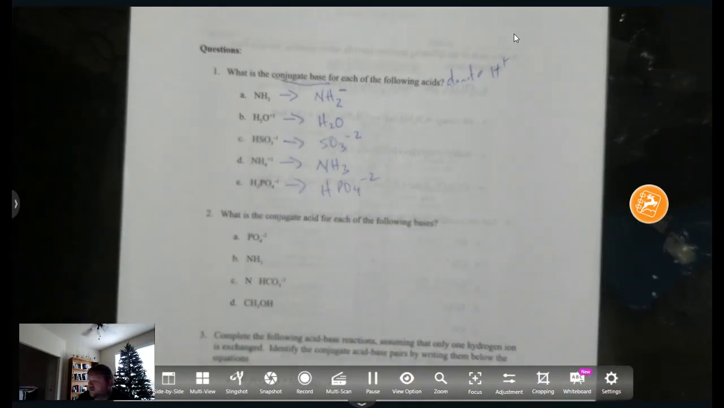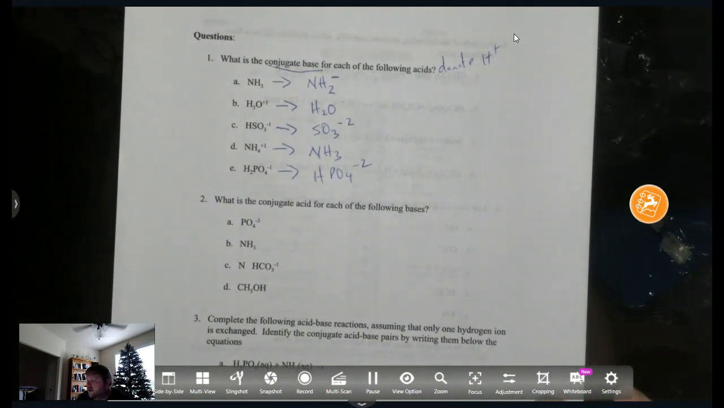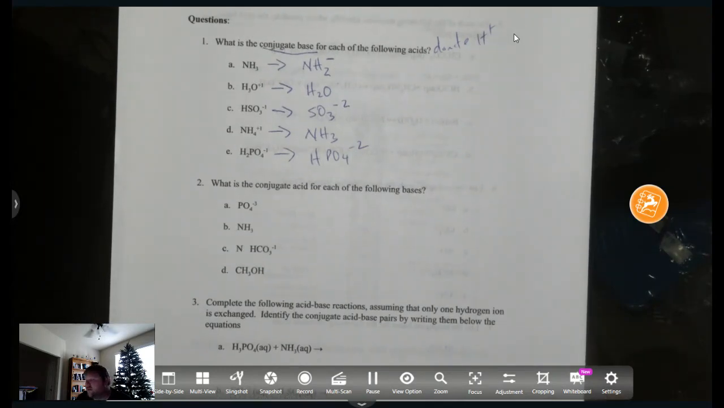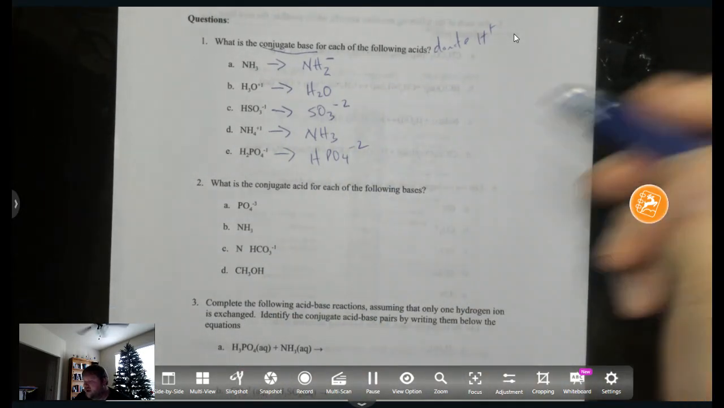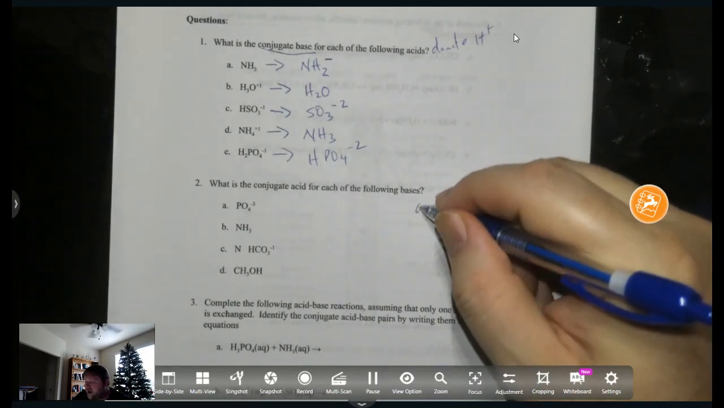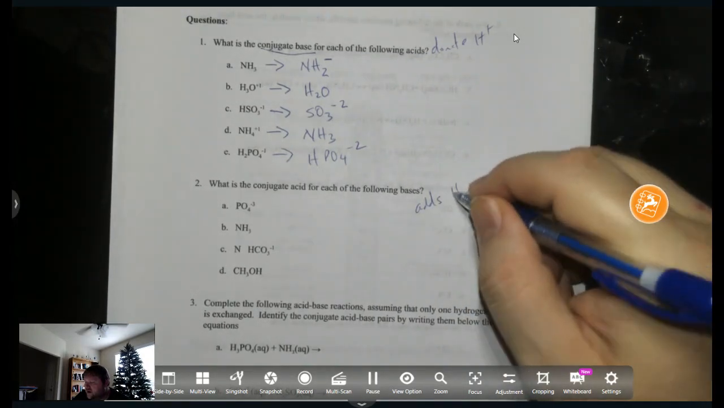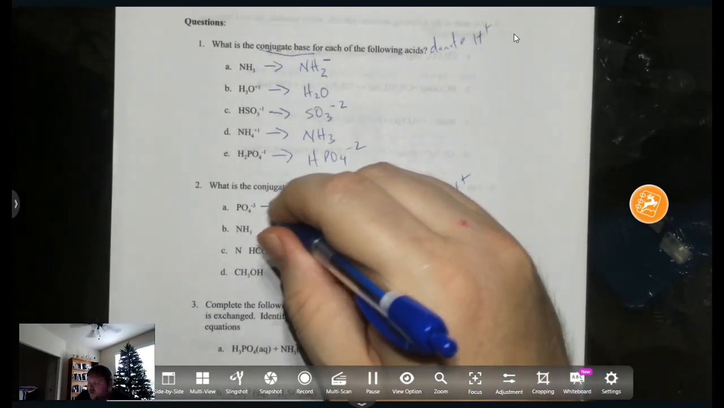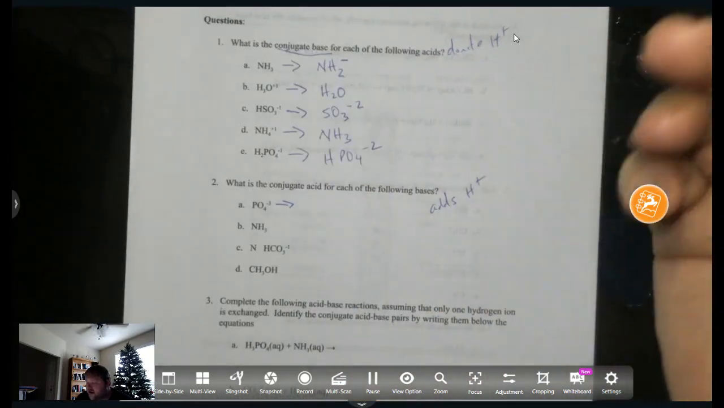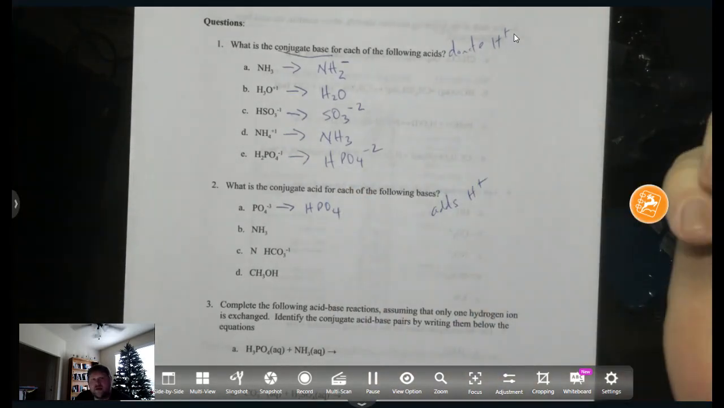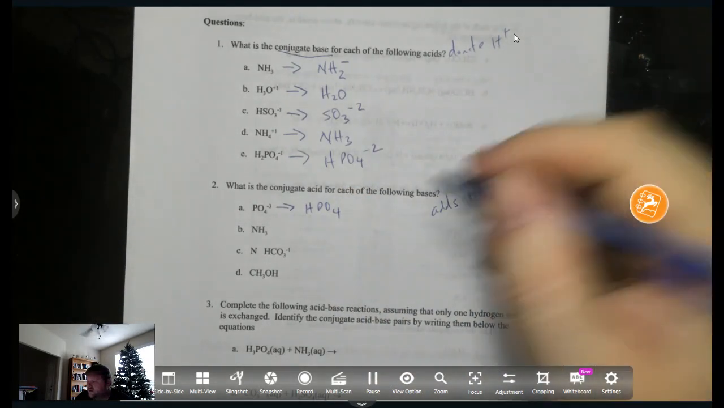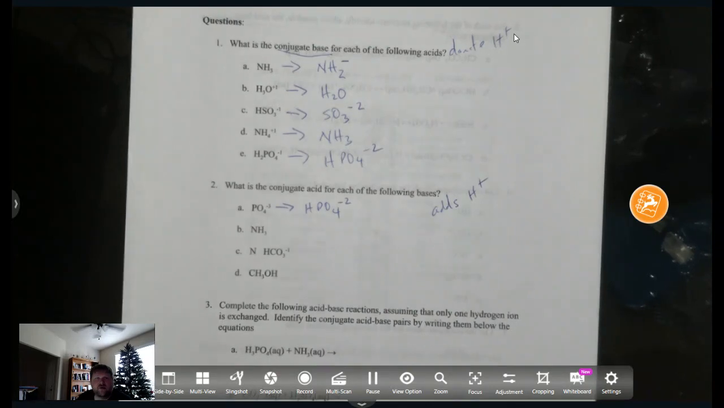All right, so that's finding the conjugate base. In number 2, we're going to do the opposite. We're going to take some bases and we're going to find the conjugate acids. So a base, remember, adds or accepts the H positive. So as I go from base to acid here, conjugate acid, I need to add an H to it. So we'll put an H in front. Now that adds a positive charge. So this is going to become -2 instead of -3.